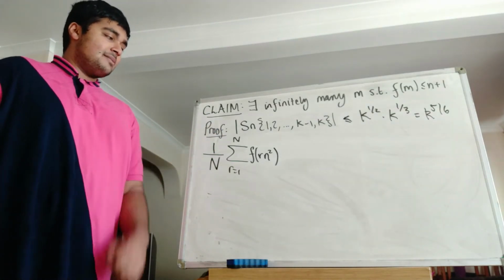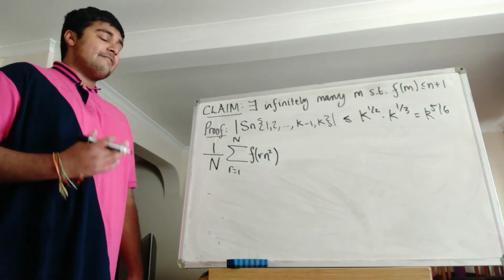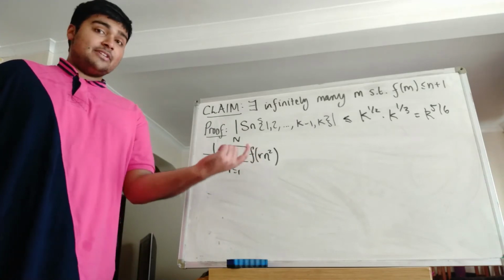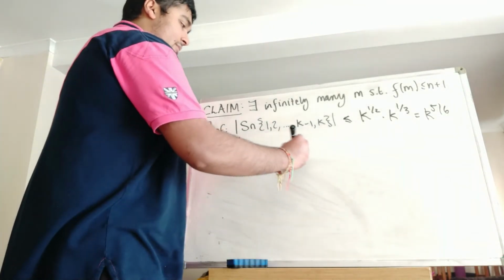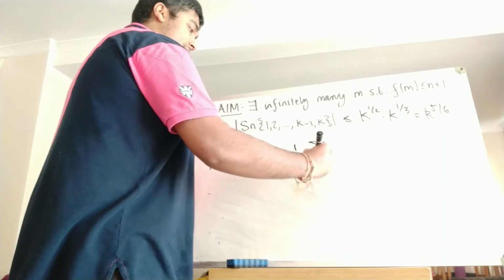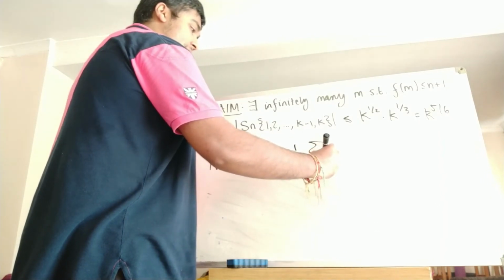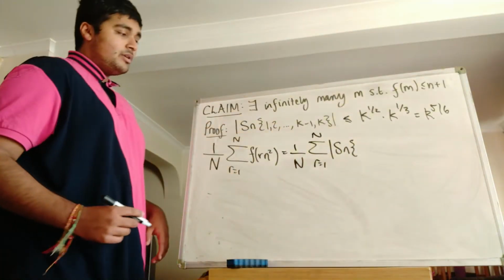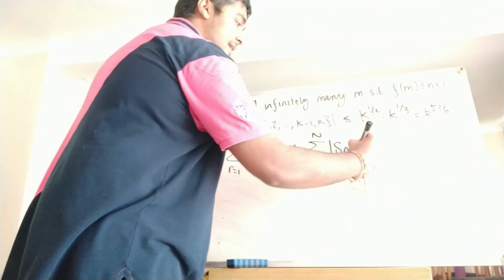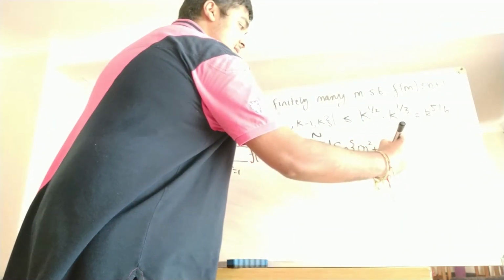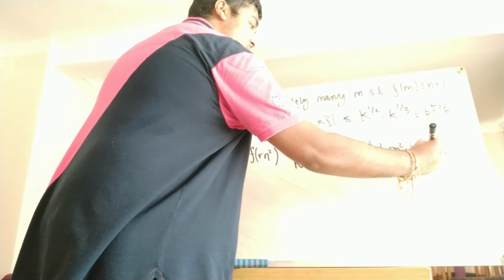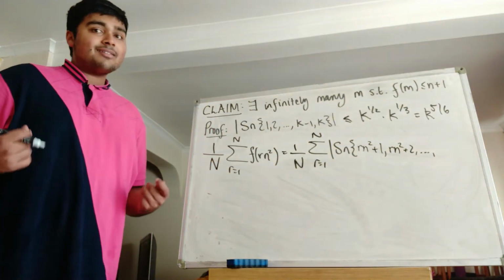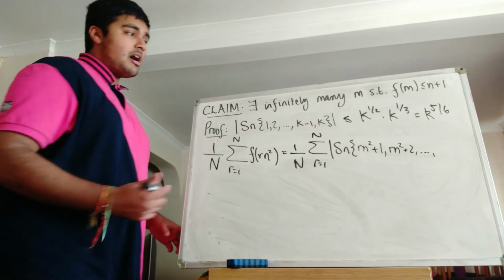So we have 1 over N times the sum from r equals 1 to N of f of r N squared. Well, let's just use our definition of f. This is just equal to 1 over N times the sum from r equals 1 to N of the cardinality of S intersect. Well, remember this is from r N squared plus 1, r N squared plus 2, all the way up to r N squared plus N squared. But of course that is just r plus 1 times N squared.